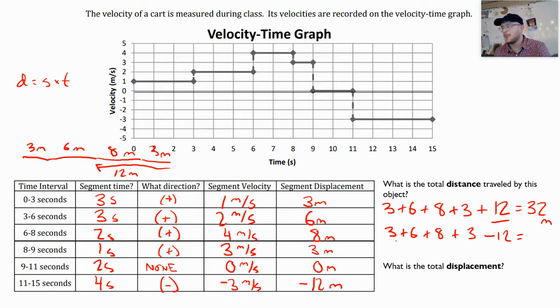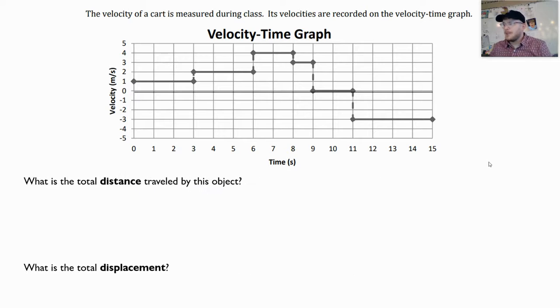And what does that give us? Well, let's think about it. 3 plus 6 is 9, plus 8 is 17, plus 3 is 20, minus 12 would be 8 meters. So our total displacement is going to be 8 meters, even though the total distance we went is 32. Okay, so remember, displacement is how far we are from where we started. Distance is the total distance of your trip, including you going backwards. All right, so that's breaking down a velocity time graph.